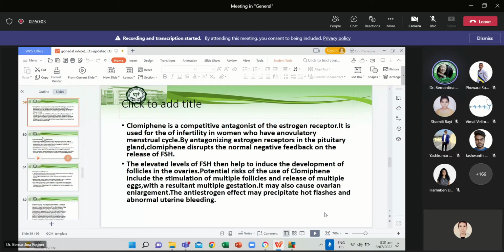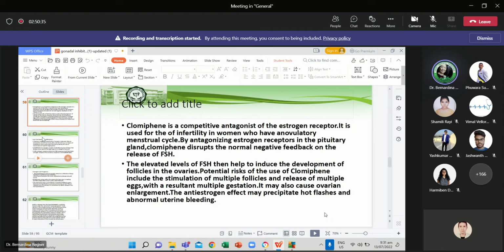Now, clomiphene, as I have said, is a competitive antagonist of the estrogen receptor. It is used for infertility in women who have anovulatory menstrual cycle. That means there is less follicle stimulating hormone produced, so there is no follicle formation. That's why the patient is infertile. Okay, so anovulatory menstrual cycle.